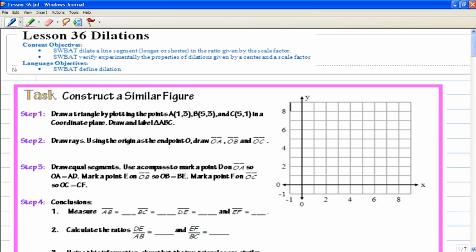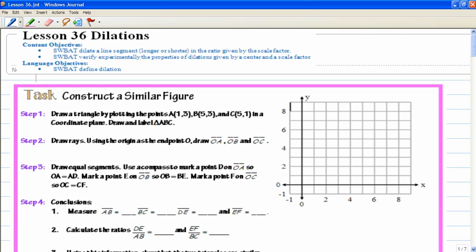Lesson 36, dilations. We're going to dilate a line segment by making it longer or shorter in the ratio given by the scale factor. You'll be able to verify experimentally the properties of dilations given by a center and a scale factor. And lastly, we'll be able to define dilation. Let's start with the task.